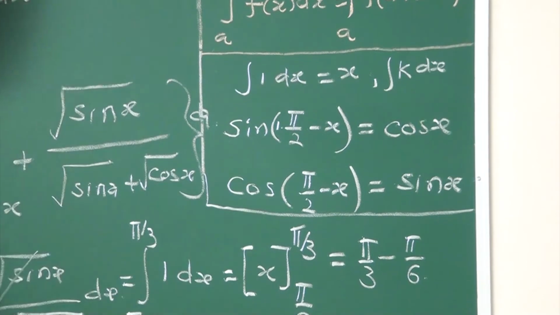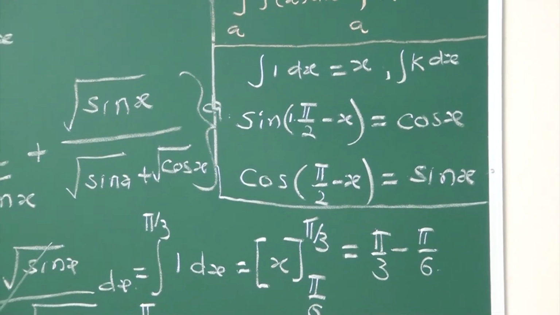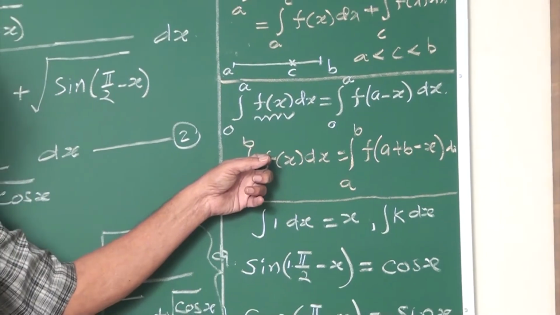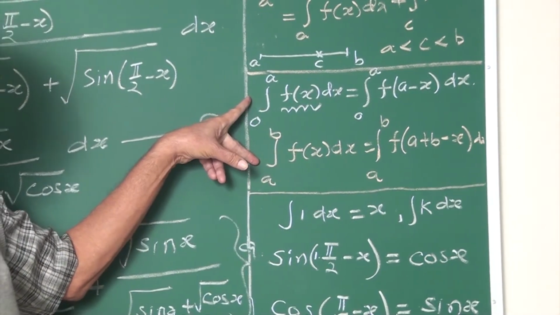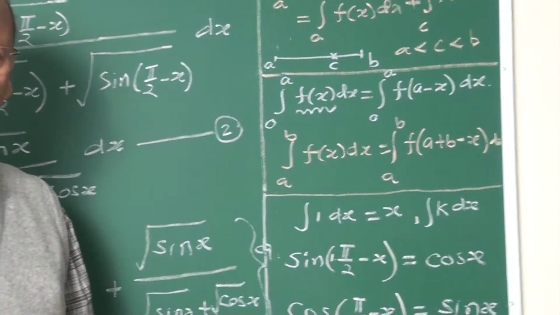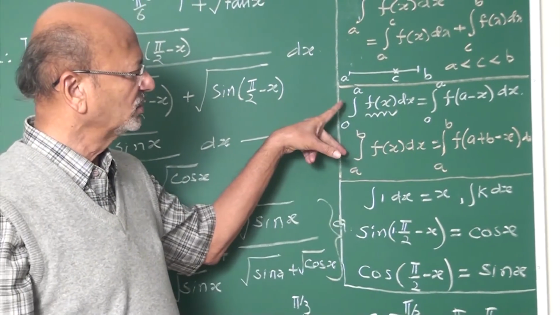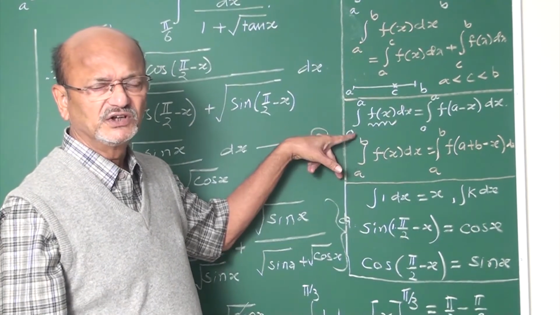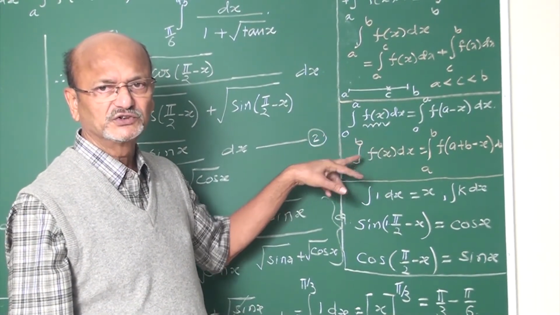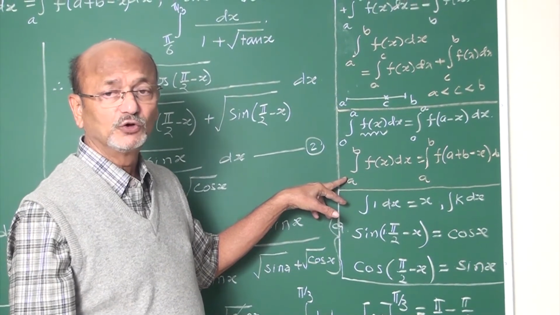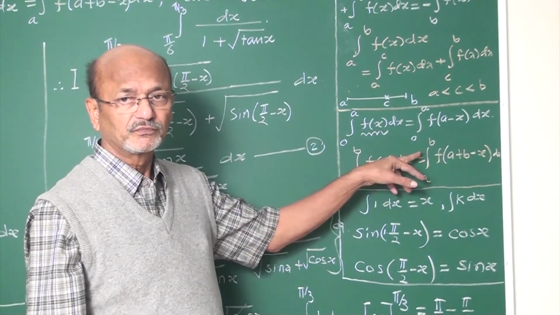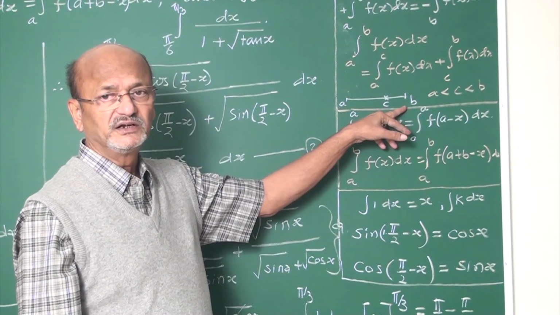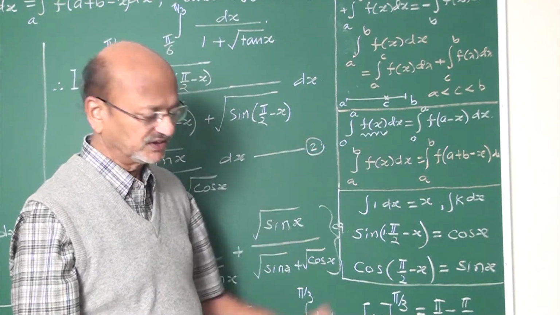Then, my friends, I have done a series of examples based on these two properties. Already I have done some examples. Now I will continue with a few more examples, actually based on only one property: integral a to b f(x) dx, replace your x by sum of the limits when the lower limit is not 0, a plus b minus x. If the lower limit is 0, it is a minus x, upper limit minus x.